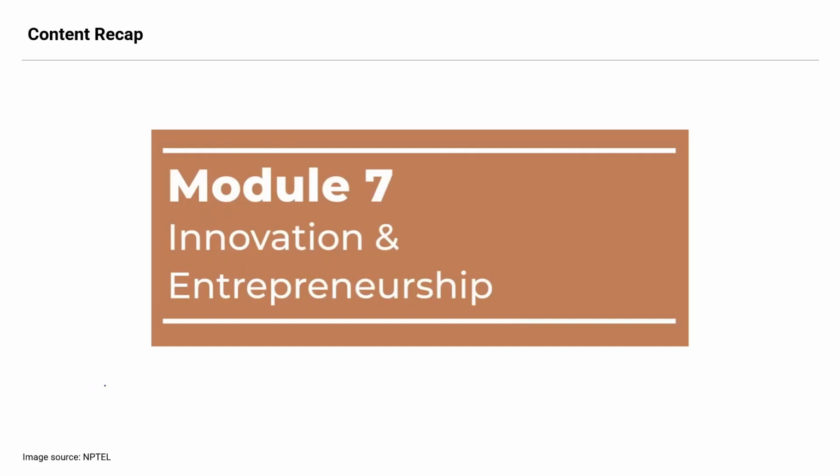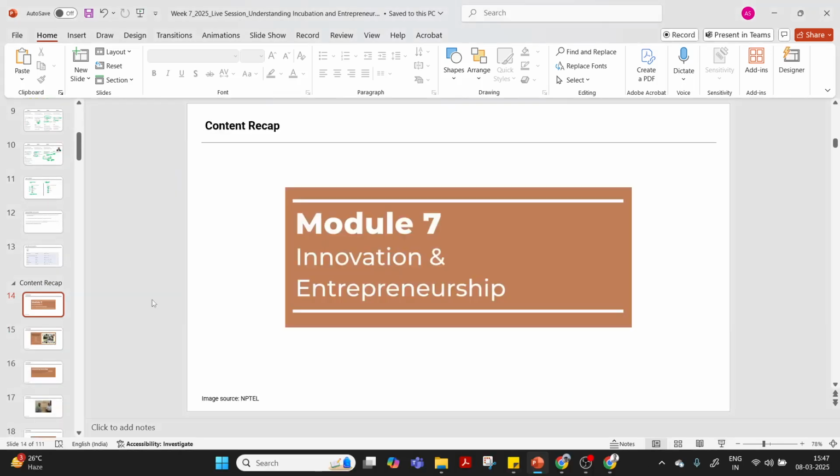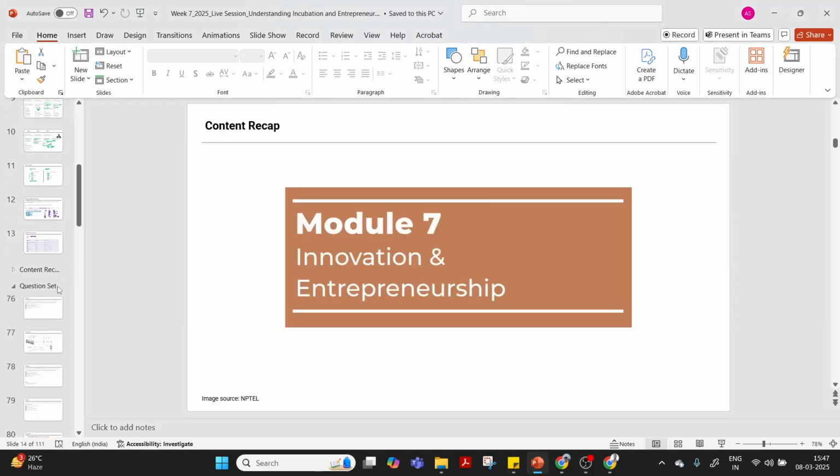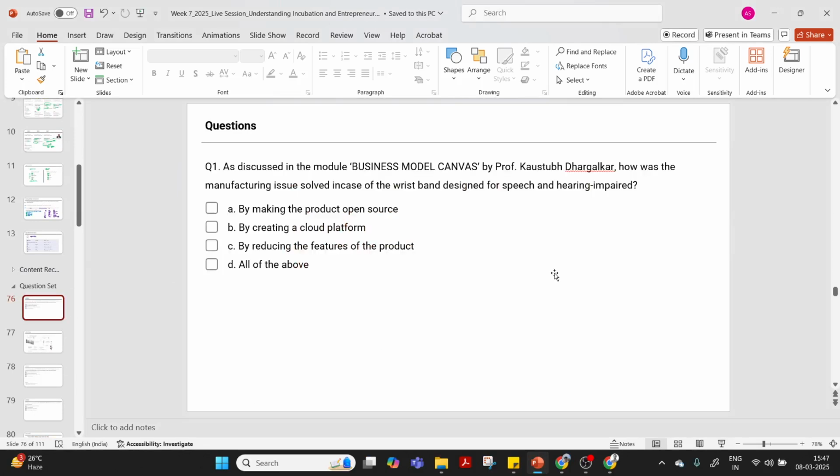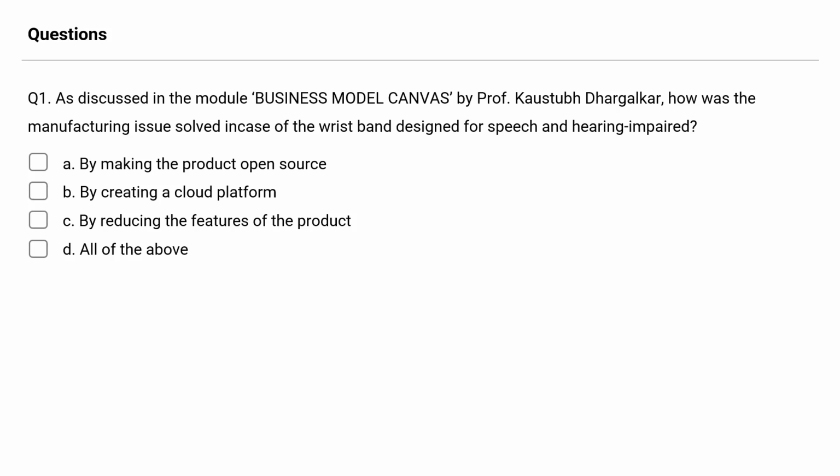Okay, so what we'll do is we'll skip the content recap. We'll utilize it at the end of the session. First, we will do the set of 10 questions. So we will revisit it. That's something which we'll do. But first, we'll have the set of 10 questions, and after that, we'll do a content recap. Okay, so here is our first question.